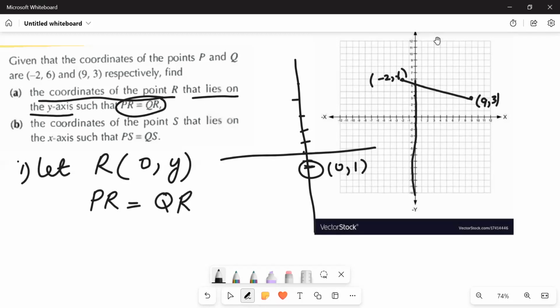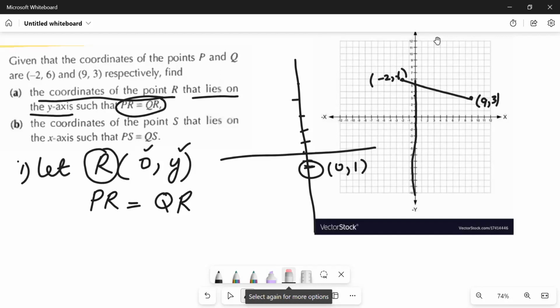Okay. So now we are supposing, because we don't know the actual value of R, they just mention this R point is on the y-axis. So according to the y-axis, we are taking its x coordinate 0 and y coordinate y. We are supposing that. Is it clear?